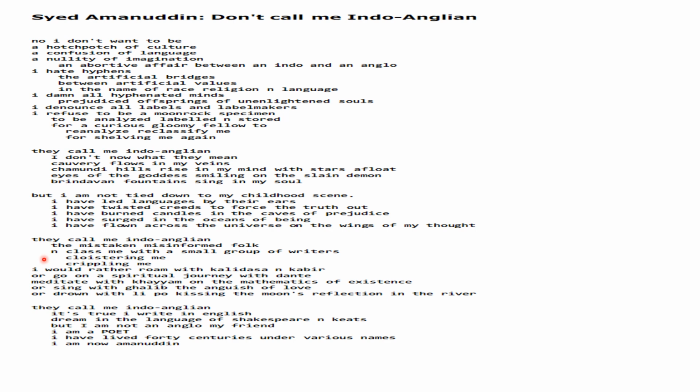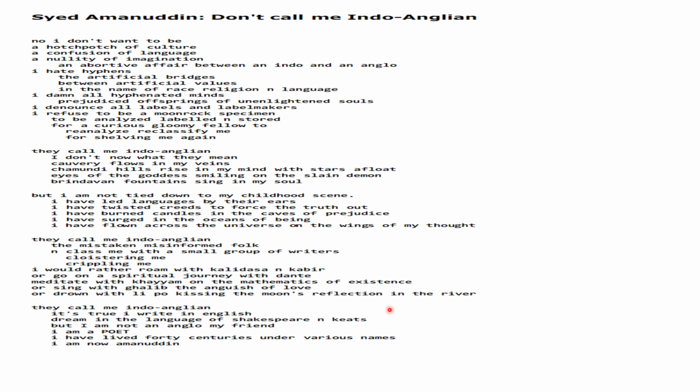And then finally he says, they call me Indo Anglican. The mistaken, misinformed folks class me with the small groups of writers. But दो मैंने इन सब बाउंड्रीज के बियॉन्ड अपने आप को एक्सप्लोर किया है, I let my imagination make me fly. I have worked hard to bring out truth, come out of the cave of prejudice, but still they call me Indo Anglican. And who are they? He's saying the mistaken, misinformed folks. They are mistaken and class me because they are classing me with the small groups of writers, clustering me, crippling me.